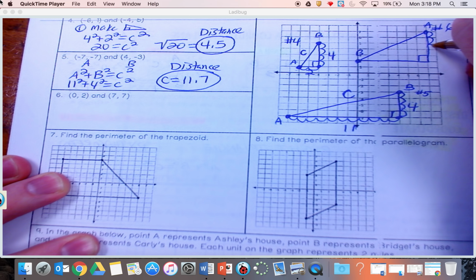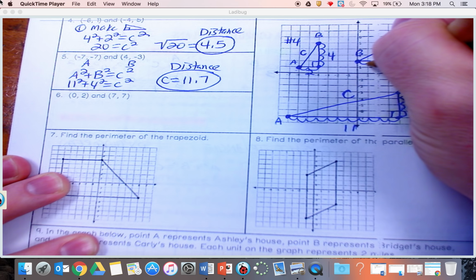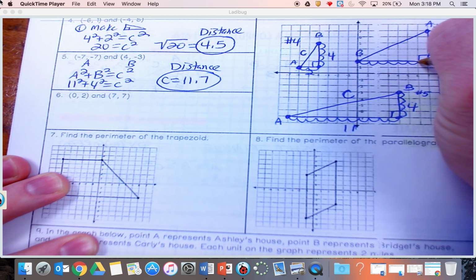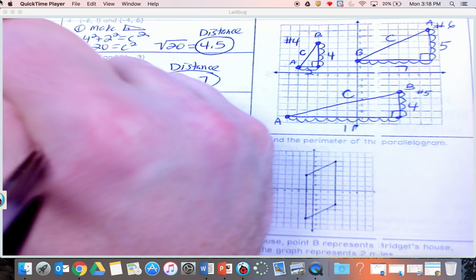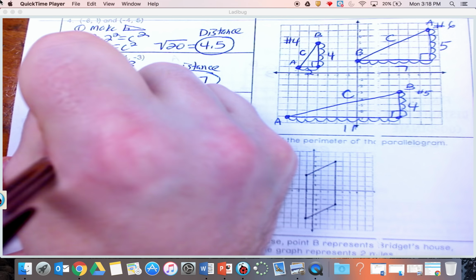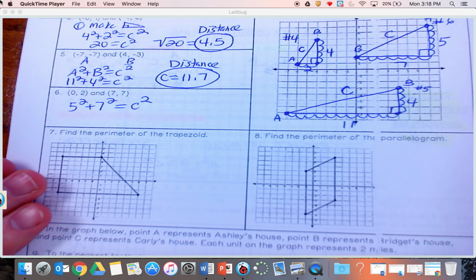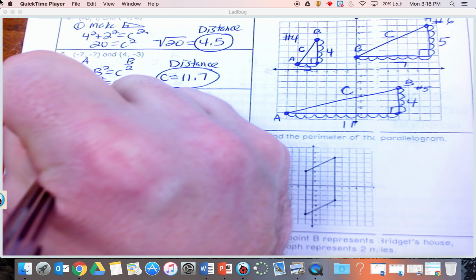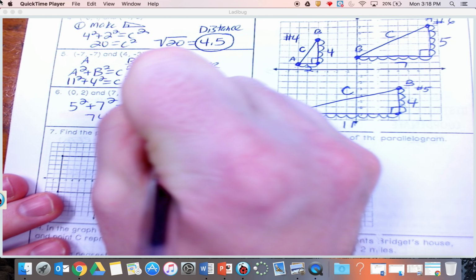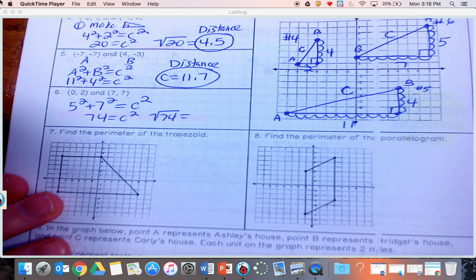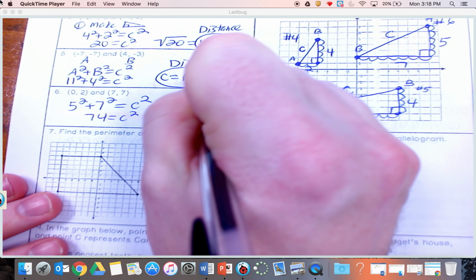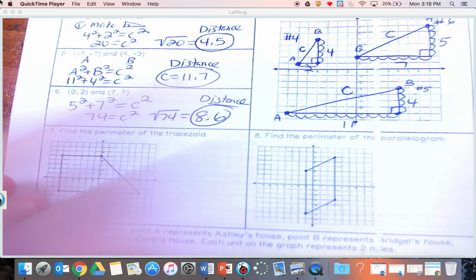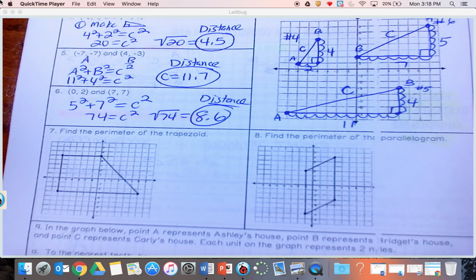So I've got 1, 2, 3, 4, 5, and 1, 2, 3, 4, 5, 6, 7. So that's a 5 by 7 triangle. I'm looking for the C there. I've got 5 squared plus 7 squared equals C squared. That becomes 25 plus 49, which turns into 74. I take the square root of 74, and the distance is 8.6. That's my distance. Hopefully you had that one right and checked it with me. That's it.